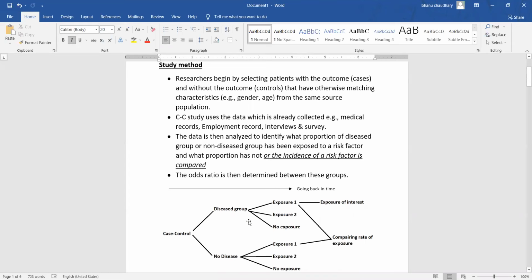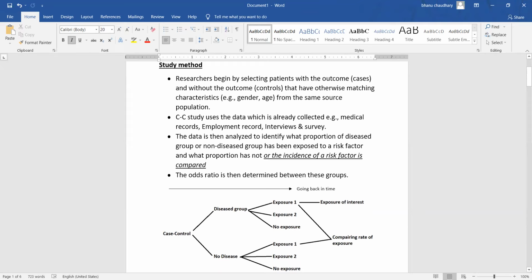Okay, so you want to know whether this individual who has the outcome has exposure 1, exposure 2, or no exposure. Similarly, for those individuals who do not have the disease, the control individuals, whether they have exposure type 1 or exposure type 2 or no exposure at all. And then you select one exposure.